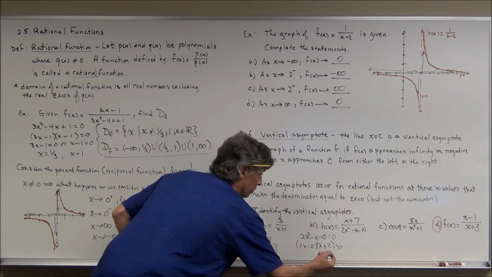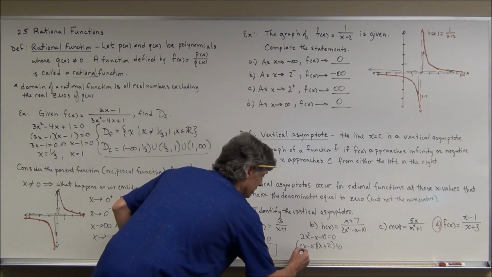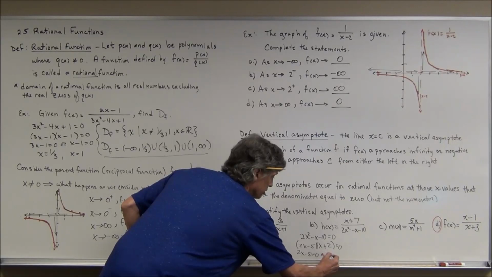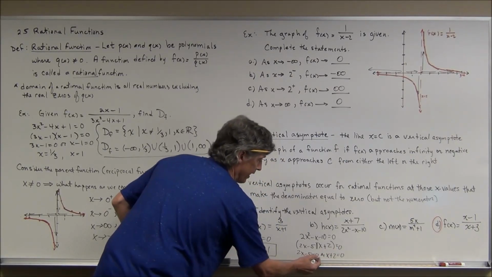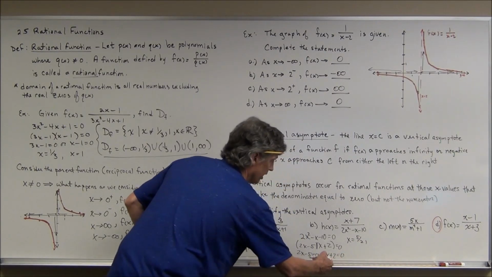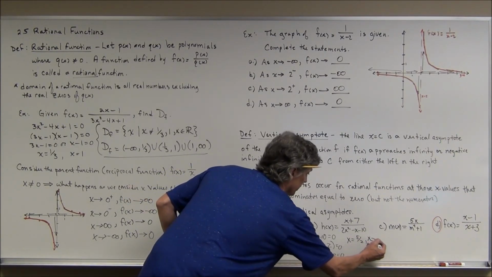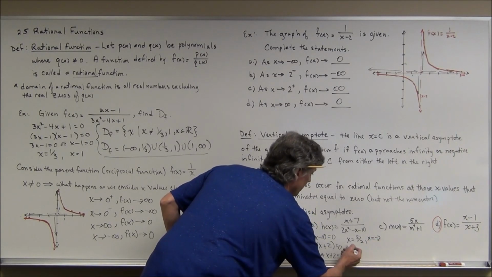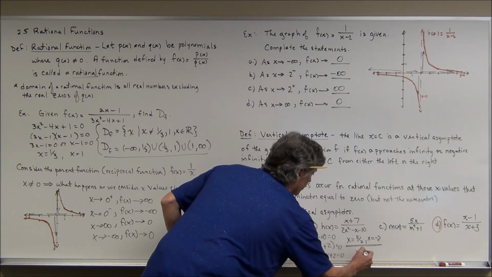So if I set this equal to 0, or x plus 2 equal to 0 here, I add 5 and divide by 2, I would get x equals 5 halves. Subtract 2, I would get x equals negative 2. Let's write that a little bit better. And these two guys here are my vertical asymptotes.